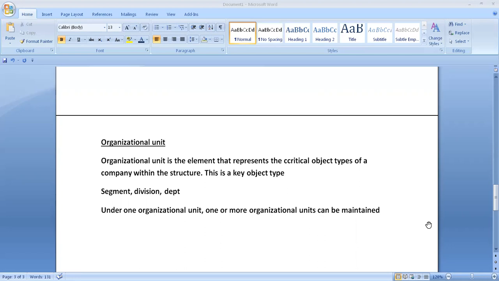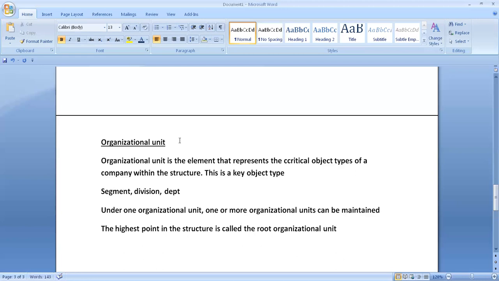So when you are maintaining units under one unit like this, the highest point in the structure is called the root organizational unit.